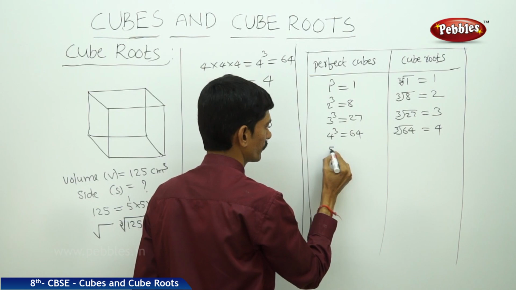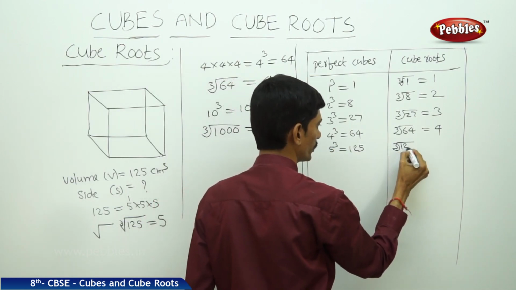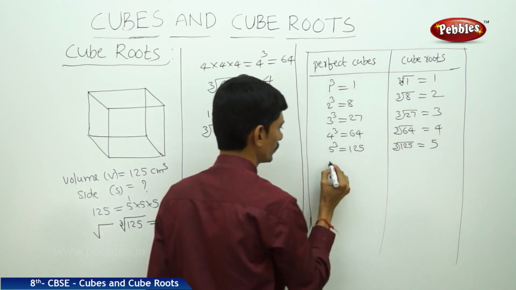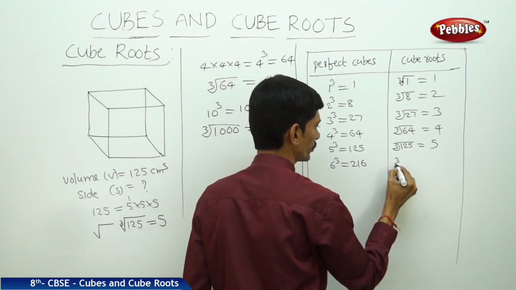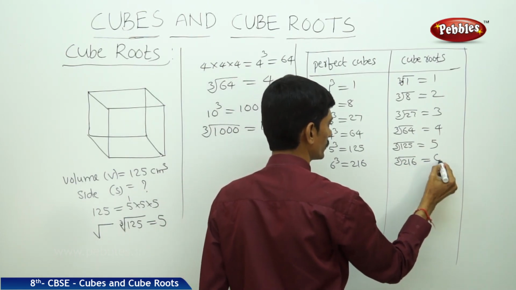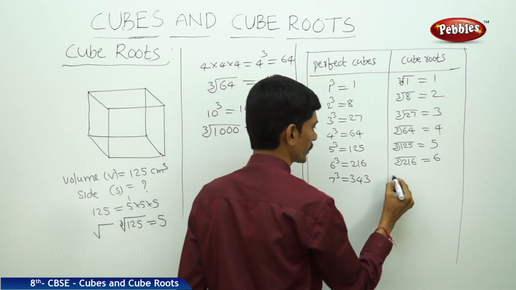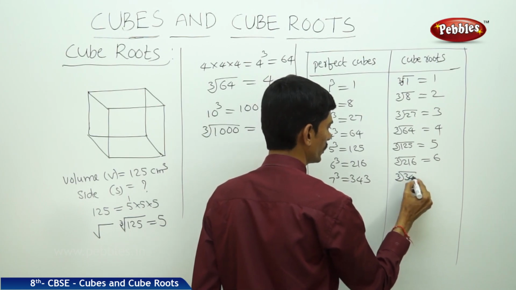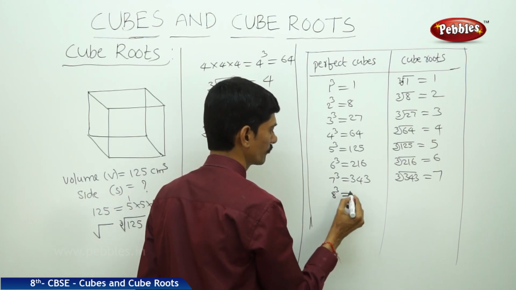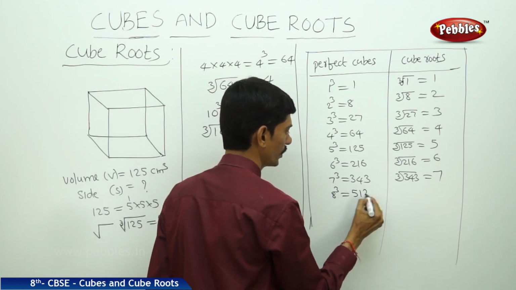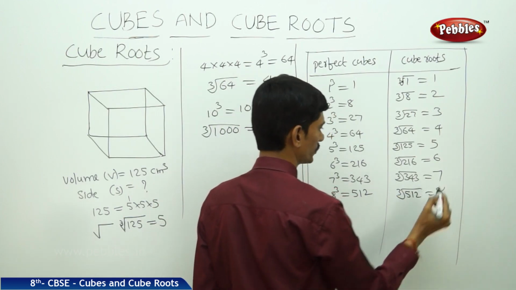Next, 5 cube equals 125. So we can write that cube root of 125 equals 5. 6 cube is 216. So we can write that cube root of 216 equals 6. 7 cube is 343. So we can write that cube root of 343 equals 7. Then 8 cube equals 512. Then cube root of 512 equals 8.